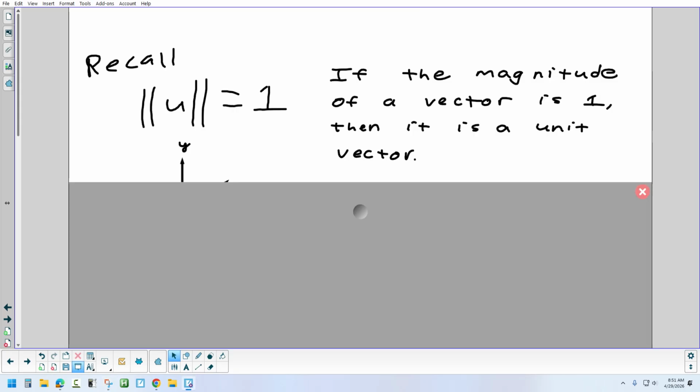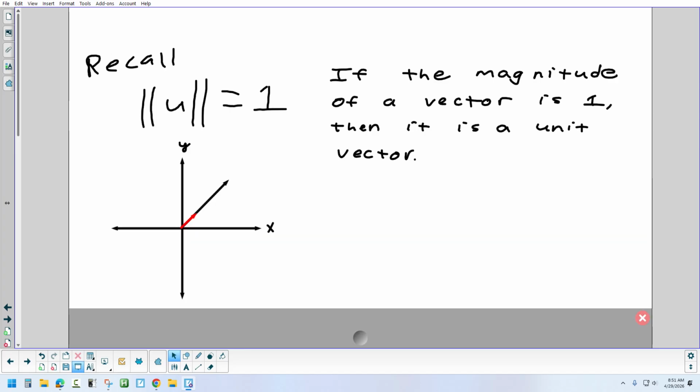So when we have a vector that's 1 unit long, we call it a unit vector. And what I want to look at is what happens if I give you that vector in black and it's too long. I want to make it shorter to turn it into a unit vector. So I want to figure out a formula that can take any vector and change it into a unit vector.